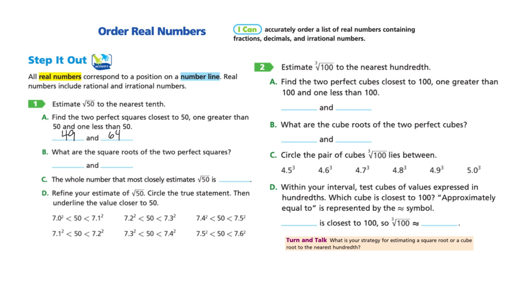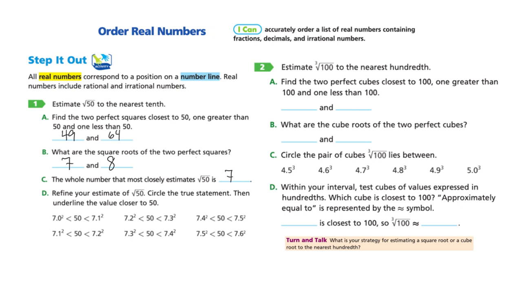And so what are the square roots of those? The square root of 49 is 7, and the square root of 64 is 8. So we know that the square root of 50 is somewhere between 7 and 8. The whole number that most closely estimates the square root of 50 is 7, because 49 is much closer to 50 than 50 is to 64.